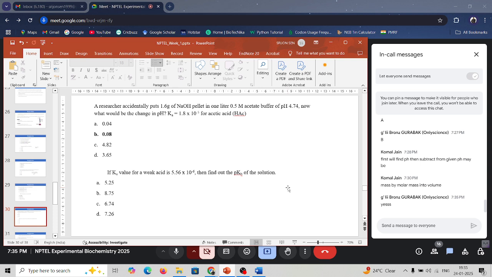Okay, so I guess we can move on to the next question then. Fine. So if the Ka value for a weak acid is given, and you have to find the pKb value of a solution, what will it be? So you are given the Ka value for a weak acid, and you have to find the pKb. So what will be the pKb?